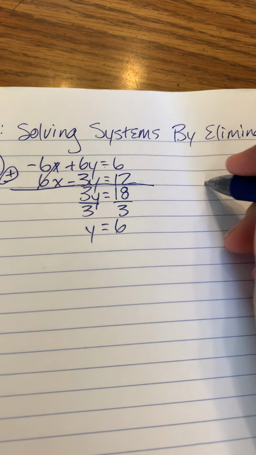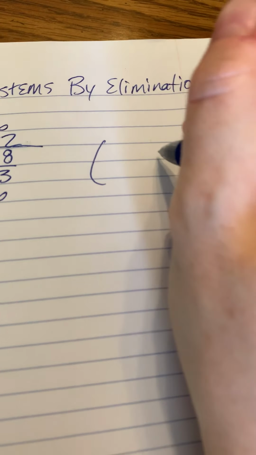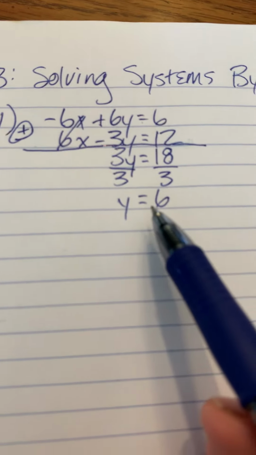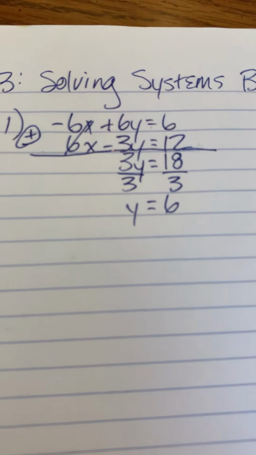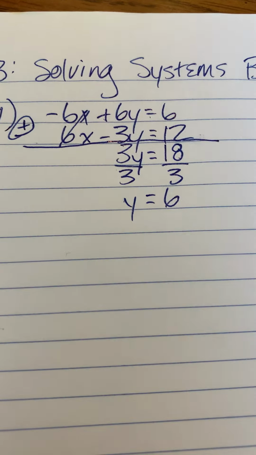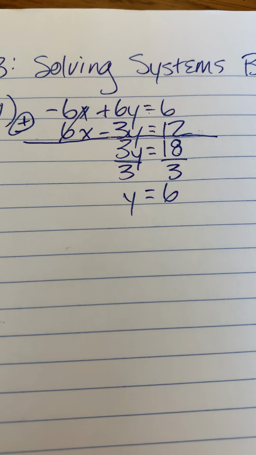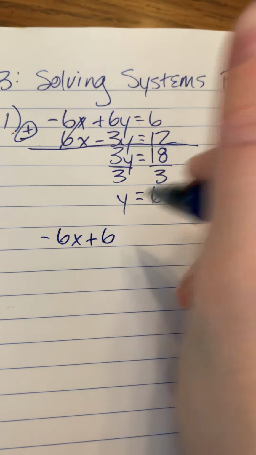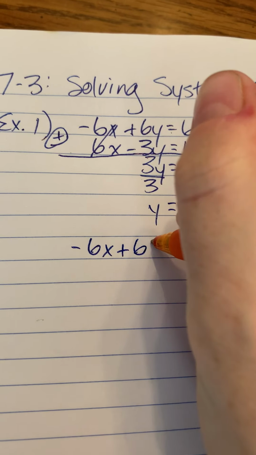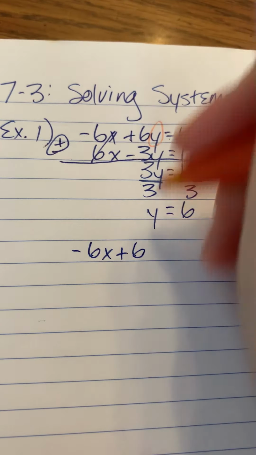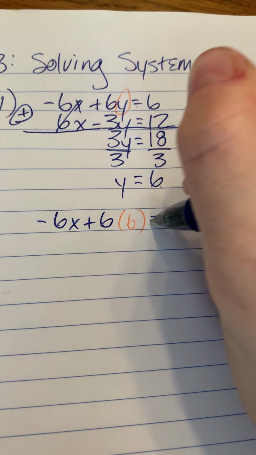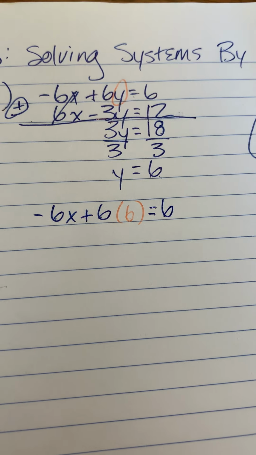We're not done yet though, because remember, we're looking for the coordinate point where our lines intersect. We found that the y coordinate is 6, but we still need that x coordinate. So we've got to take this number and plug it back into the equation above. It doesn't matter which equation you choose. You can pick either one. I'm just going to choose the first one. Negative 6x plus 6, but instead of the y, I'm going to put in the 6 that we just found right there. Then the rest of that equation gets copied.